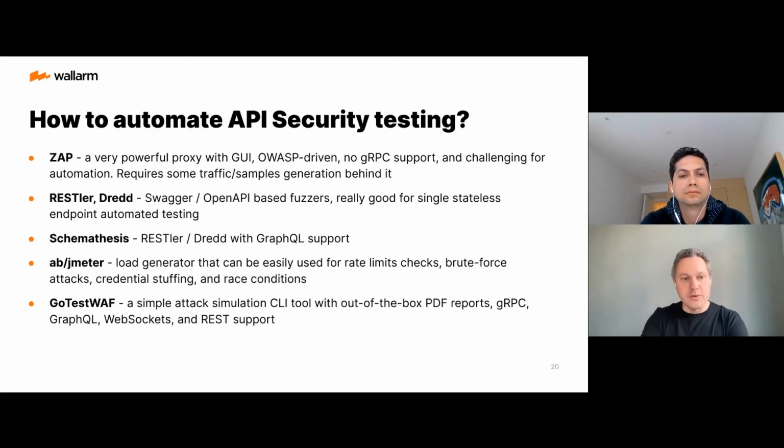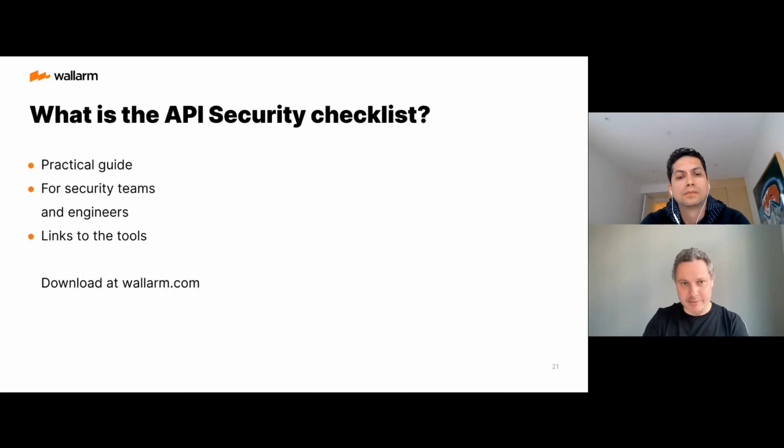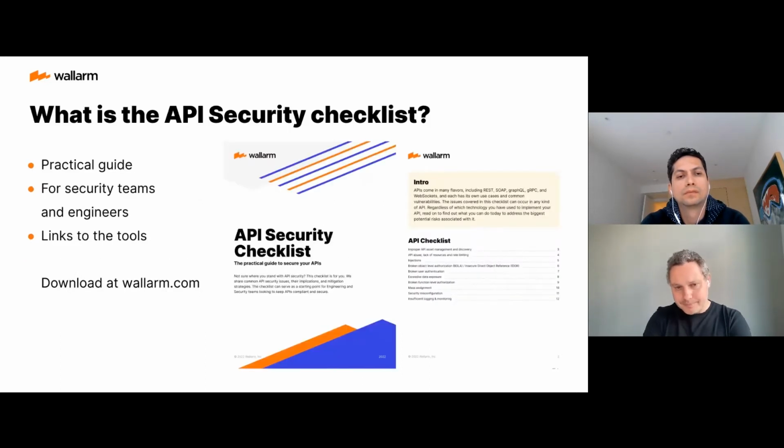And there's also the tool called Go Test WAF. Don't be fooled by the WAF word in the title. It's actually a tool developed by the Wallarm team to test different kinds of GraphQL, WebSockets, and REST API endpoints, and to give a score of how well this API is protected against different kinds of threats. This is an open source project, so just try it out and see how your assets are protected.